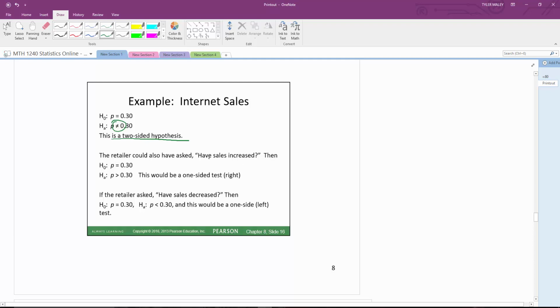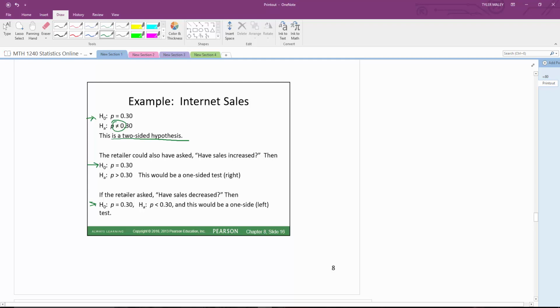If we ask this question, then my null hypothesis is the same. Notice my null hypothesis is the same no matter what, so always equals. But if we had asked, have sales increased, then my alternate hypothesis would be p greater than 0.3, since increase refers to more than 0.3. So this is what we call a one-sided or right-tail test.